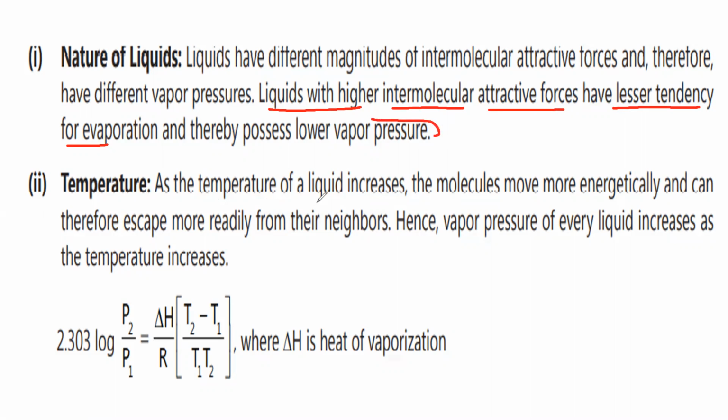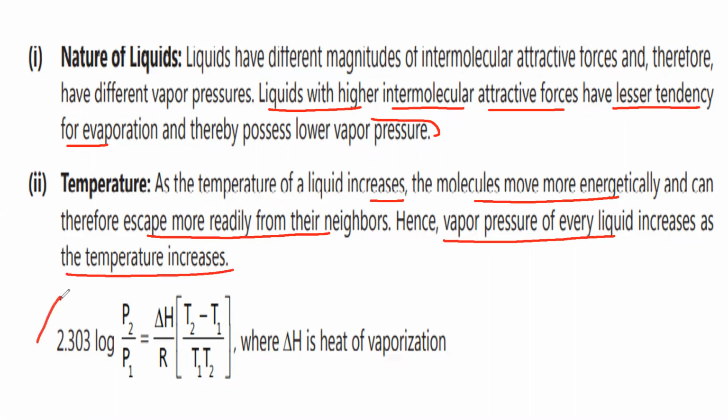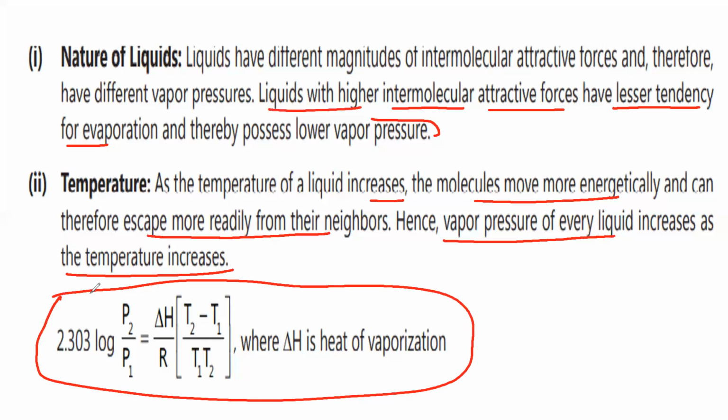As the temperature of a liquid increases, the molecules move energetically and therefore escape more readily from their neighbors. Hence, the vapor pressure of every liquid increases as the temperature increases. That is given by the equation 2.303 log(P2/P1) = ΔH/R × (T2 − T1)/(T1 T2), where ΔH is called the heat of vaporization.